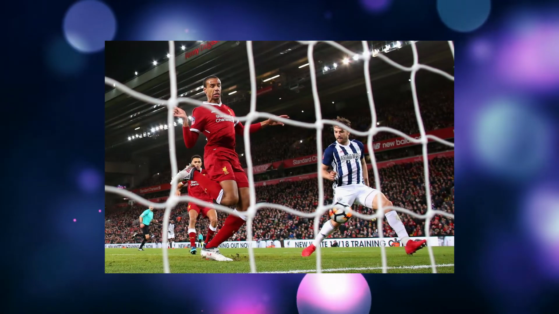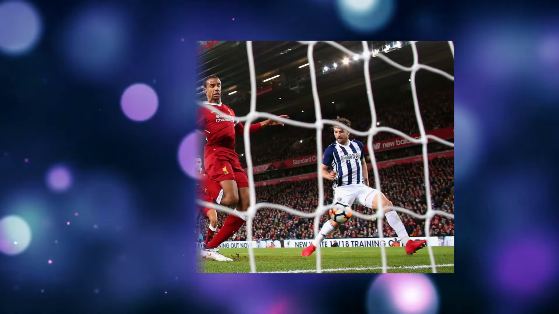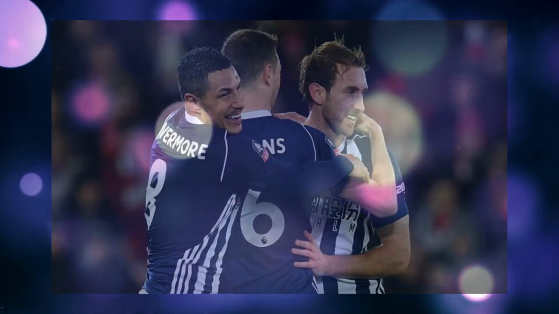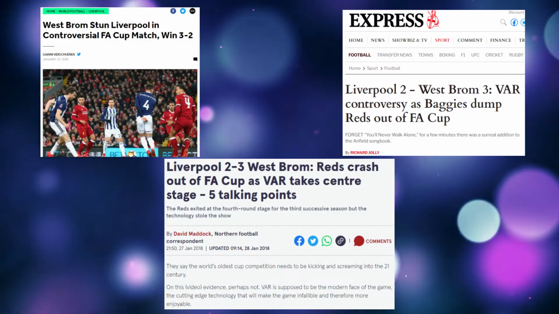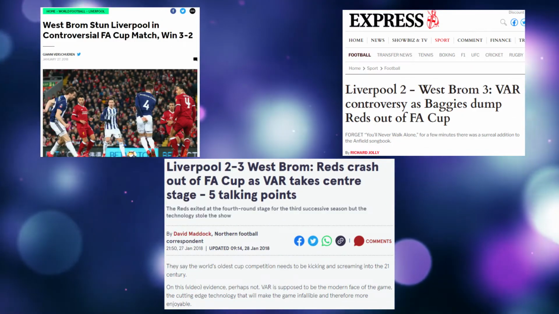VAR was then used again to check for offside in the third goal of the night in the 47th minute, as Matip inadvertently poked home a Craig Dawson cross into his own net. Throughout the second half, minimal intervention was necessary, as West Brom saw out a memorable win at Anfield. The fallout from this match included numerous articles calling VAR controversial as a result of the confusing and obscure nature in which it was used on the night.